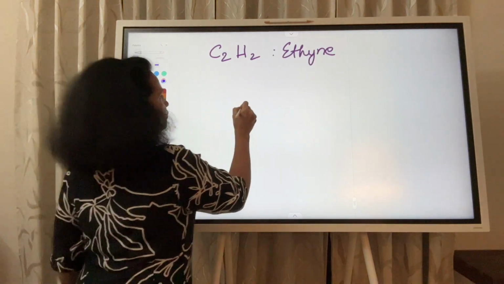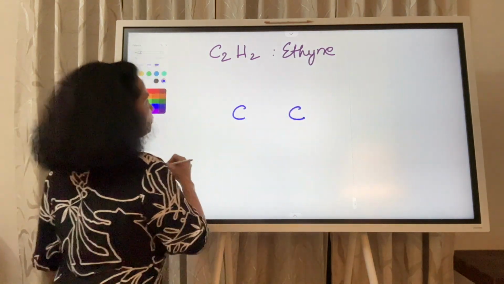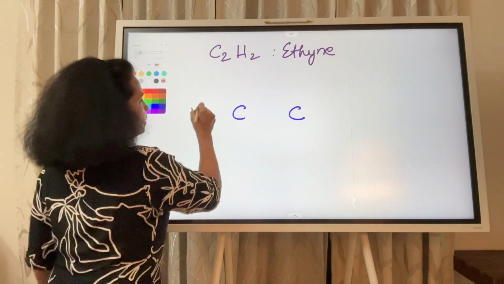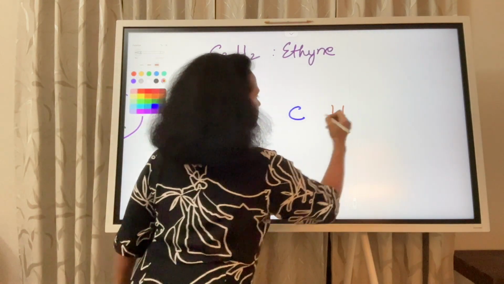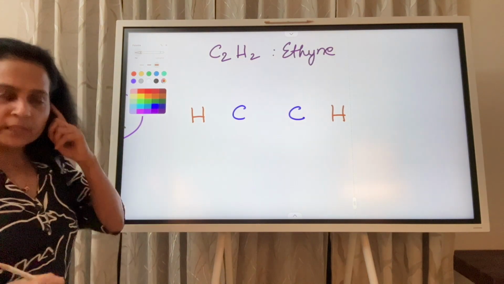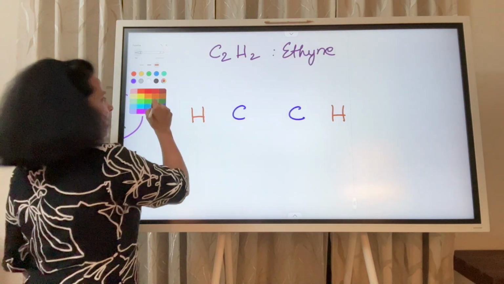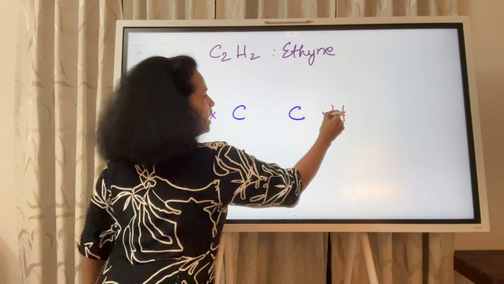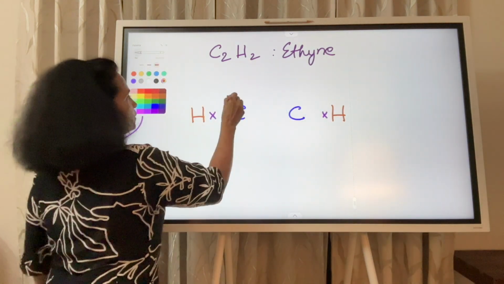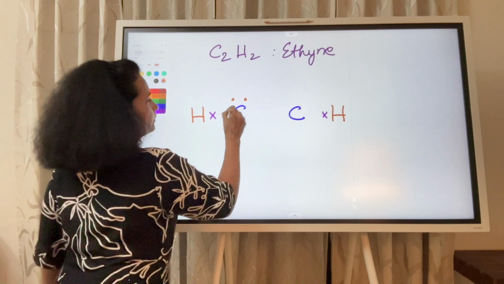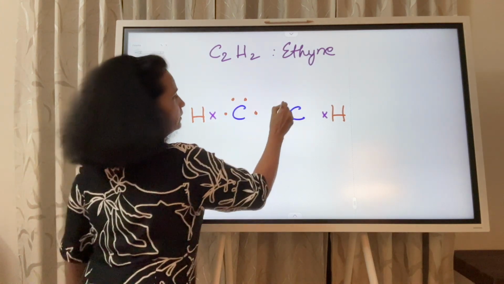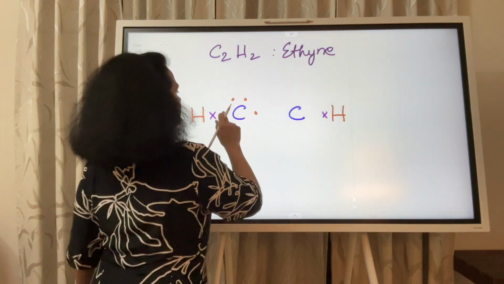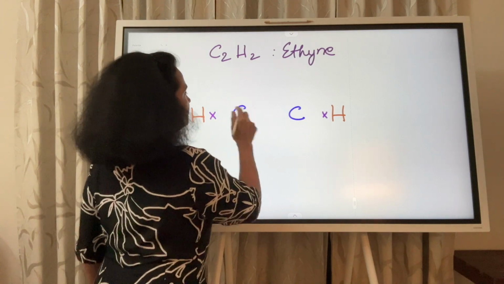So if you have 2 carbons here and 2 hydrogens here, symmetrically arranged on either side. Now hydrogen has 1 valence electron, carbon has 4 valence electrons. This carbon, alright, sorry, let me place it slightly differently.